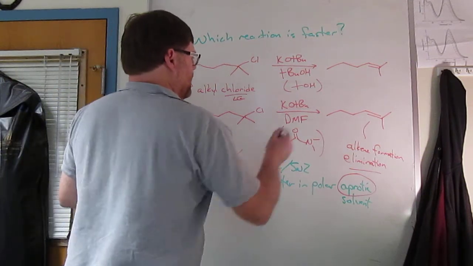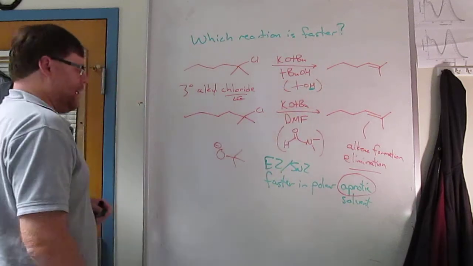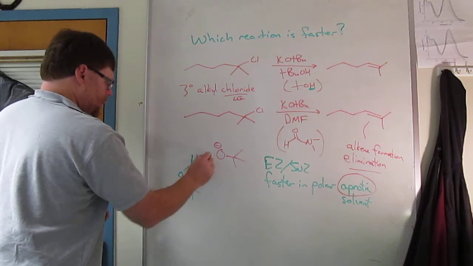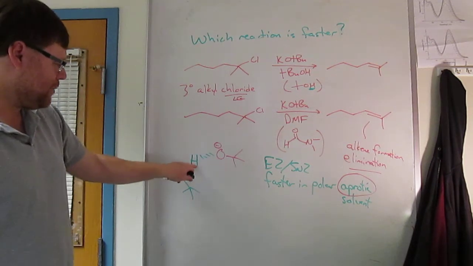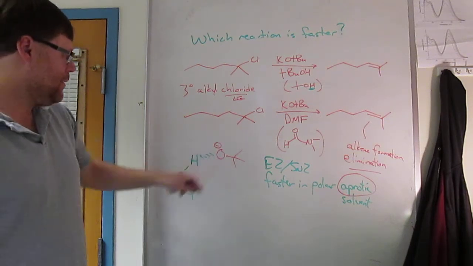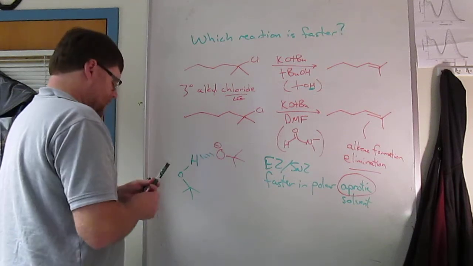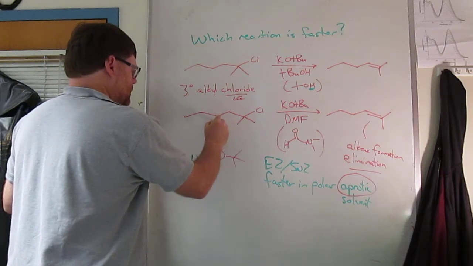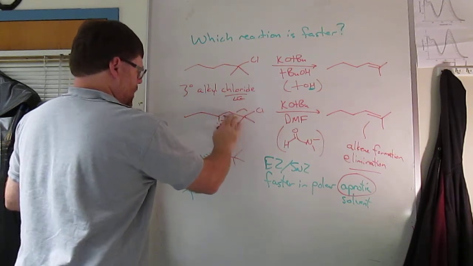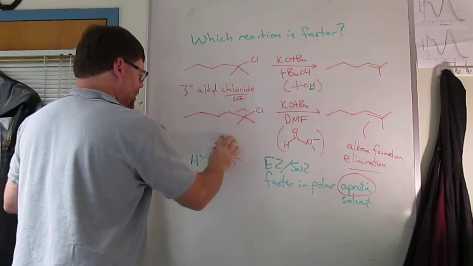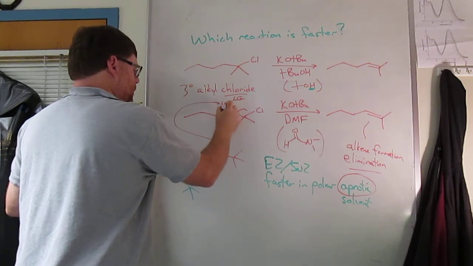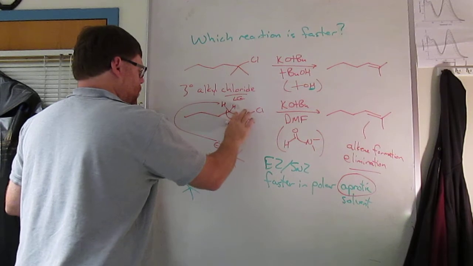T-butanol, on the other hand, does. That hydrogen can hydrogen bond, and what happens is you form a hydrogen bond between the hydrogen bond donor and the negative charge on the base. So T-butoxide is the base. If you think about the mechanism, sorry. Gotta grab a beta hydrogen. Boy, I'm botching this.